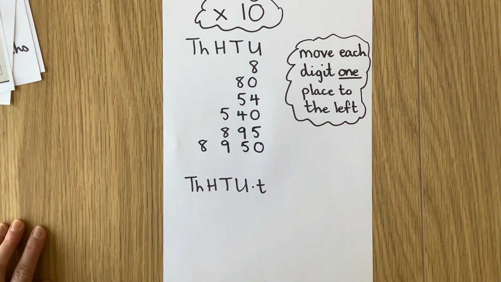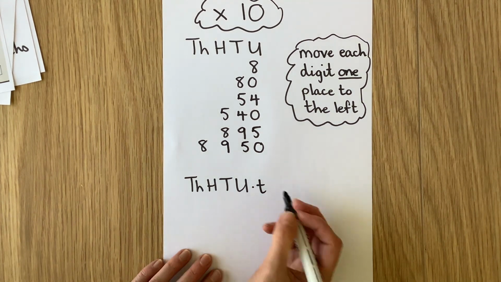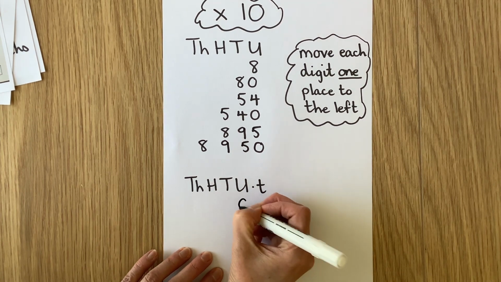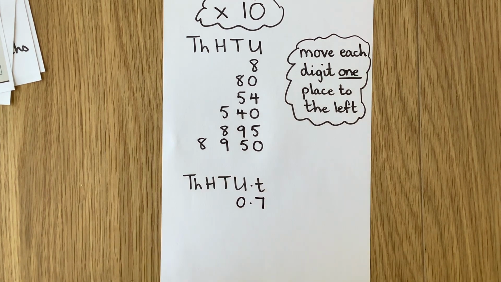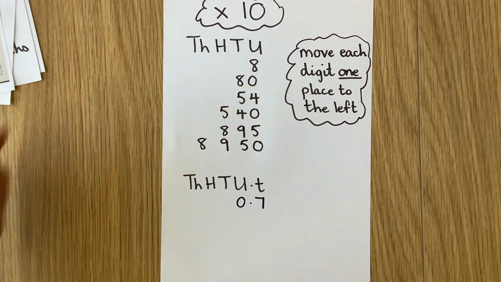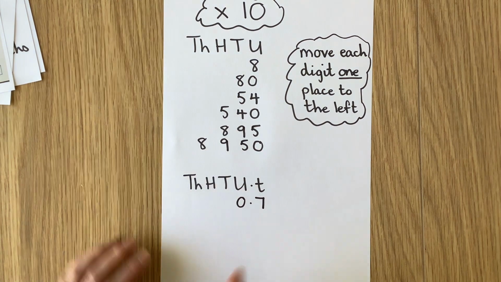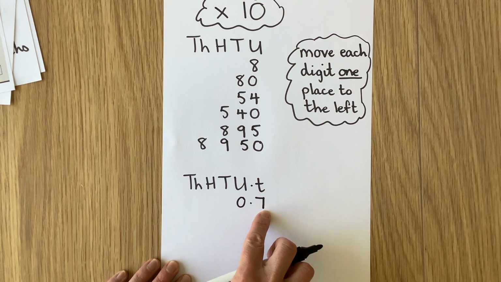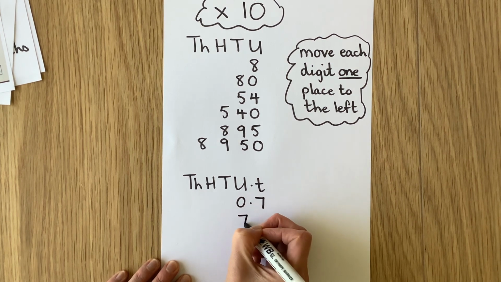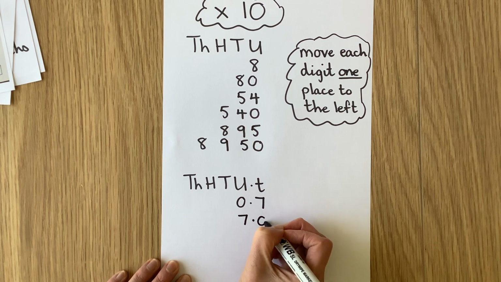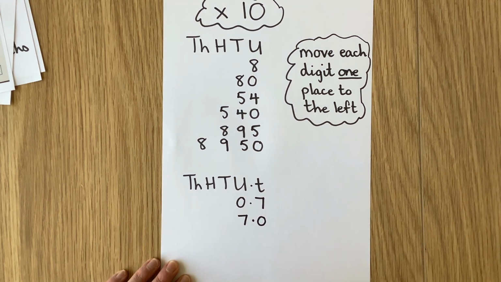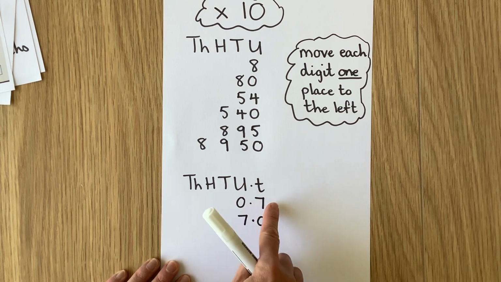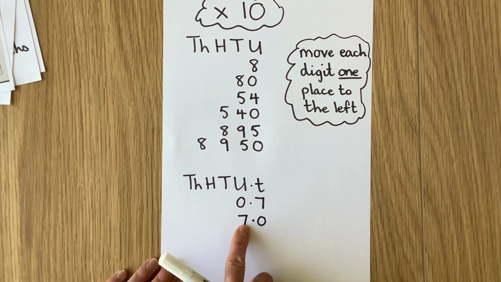8,950. Now, the same rule applies when we multiply decimal numbers by 10. If I had a decimal number, 0.7, and I'm multiplying it by 10, I do exactly the same thing. The 7 at the minute is in the tenths column. It's going to jump over one space. It's going to go into the units. And in the empty space, I put a 0. So 7 tenths, 0.7 times 10 becomes 7 or 7.0.